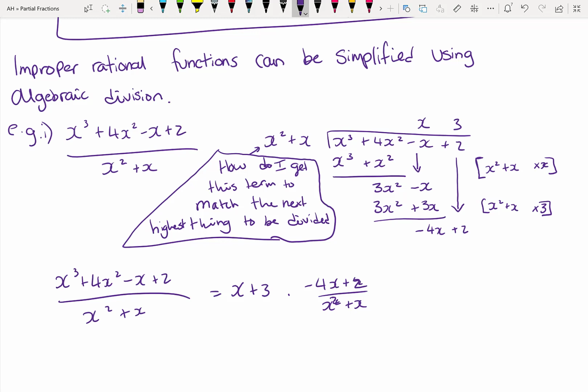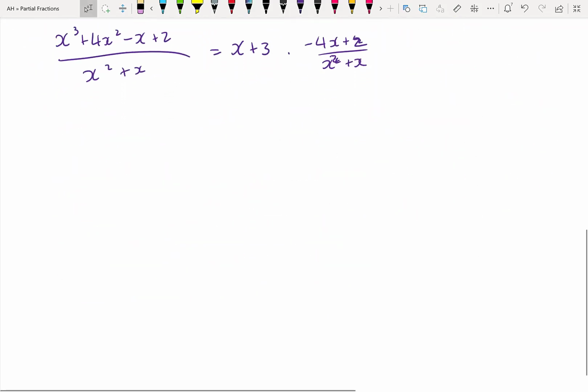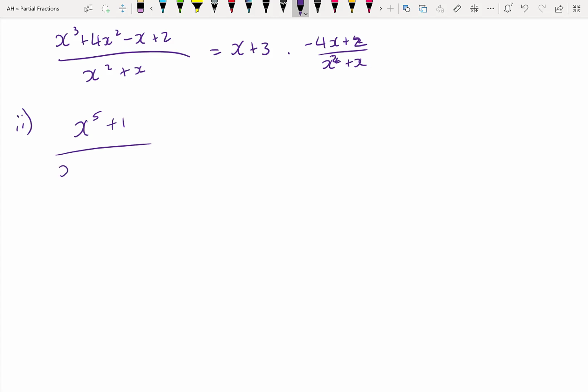Okay, let's try another one. That was the first time we've seen this, so second, let's do x to the 5 plus 1 over x cubed minus x plus 1. So x cubed minus x plus 1. Now we want to divide this into x to the 5. Now, just like our synthetic division that we have seen before, we've got to include every power less than it, whether it's there or not.